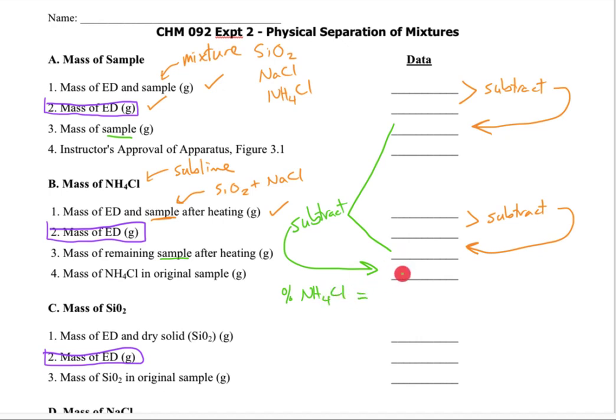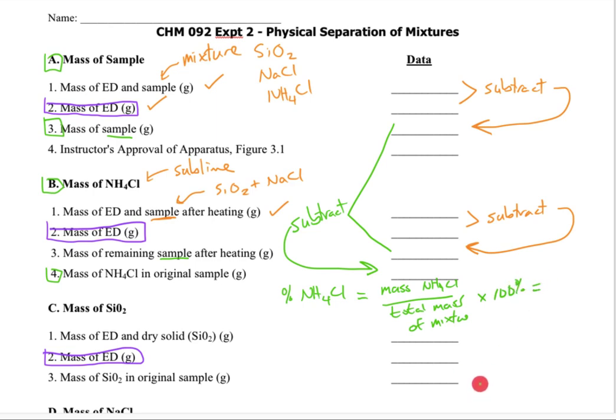And what that's going to look like is, and you know what, I'm going to use B4 and A3 in my equation. So the percent ammonium chloride, that's going to be the mass of the ammonium chloride divided by the total mass of the mixture times 100.